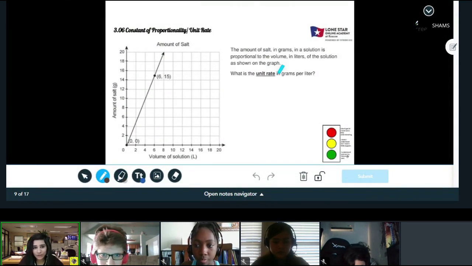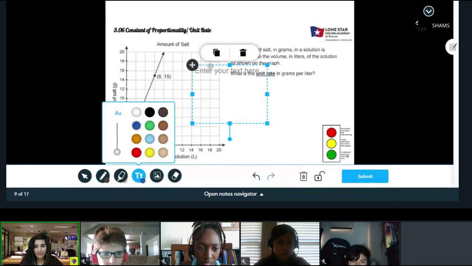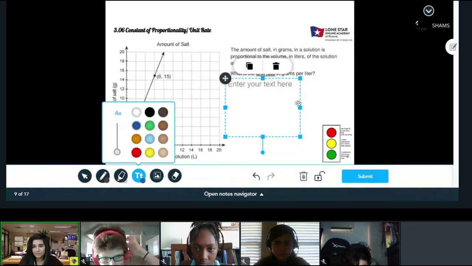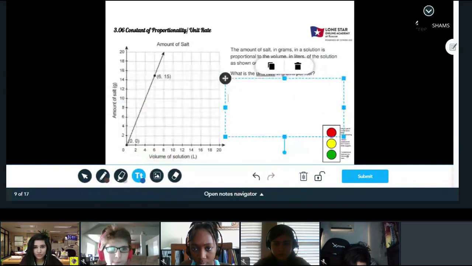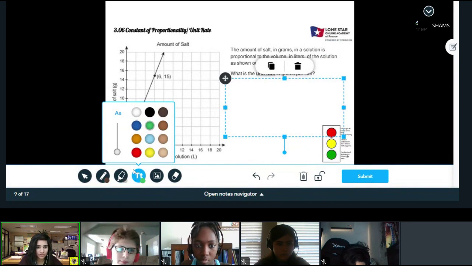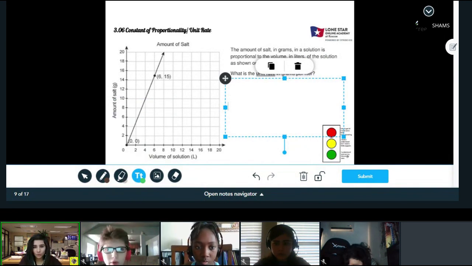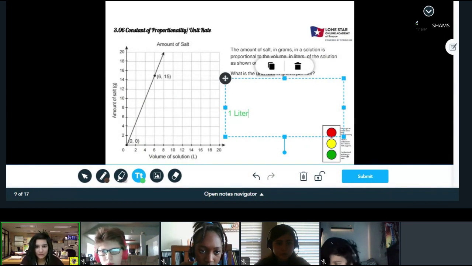What is the unit rate? So in this one, they also want to say per liter. Let's see, what do I have here? Per liter means 1 liter. They want you to calculate for 1 liter, and I'm going to use some green to know this is the solution. Unit rate means to find for 1. In this question, they're saying for 1 liter, how much is it, right?